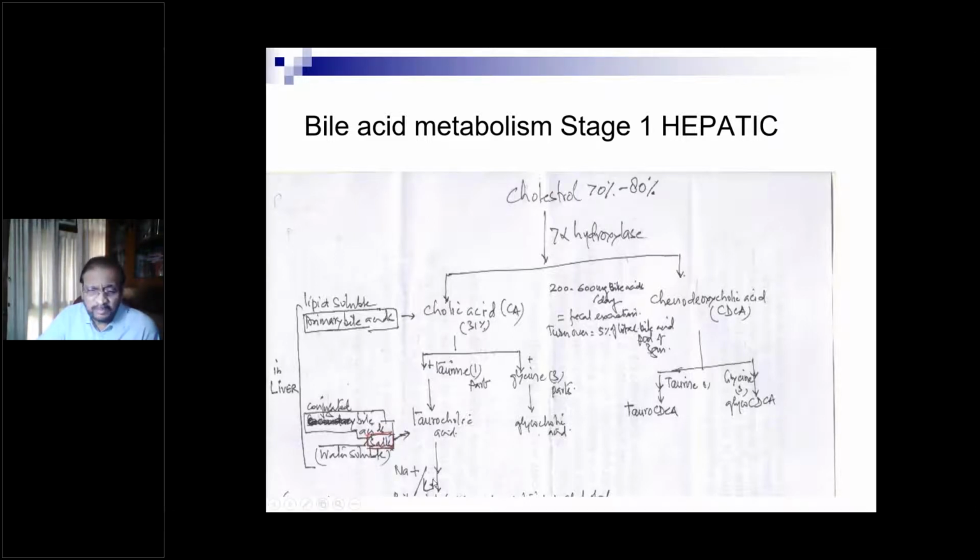Right? Combined with sodium potassium. So this is basically what is happening at the liver level. Liver level, you got the primary bile salt.